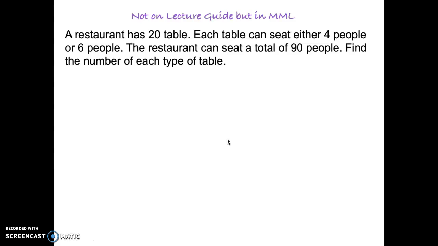All right, this one is not on the lecture guide, but it's in my math lab. This one says a restaurant has 20 tables. Each table can seat either 4 people or 6 people. The restaurant can seat a total of 90 people. Find the number of each type of table.